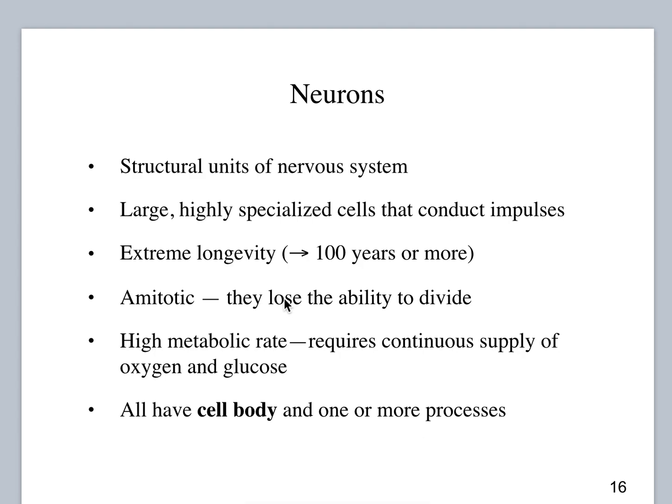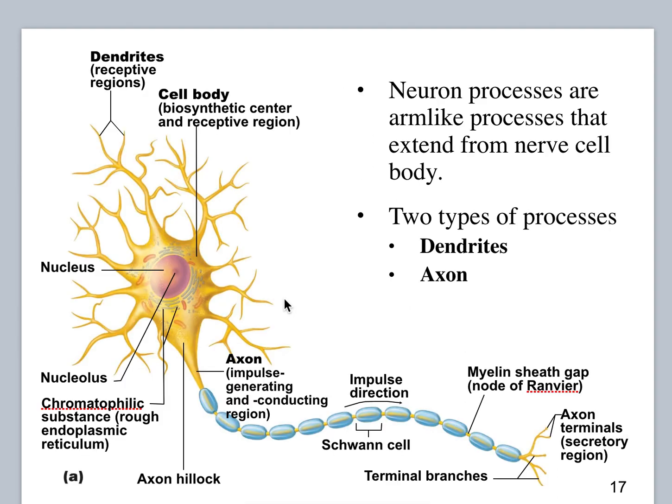They're amitotic. That means they don't undergo mitosis. They don't have the ability to divide. Once a neuron is made, it doesn't divide and have baby neurons. It stays until it dies. Neurons have a high metabolic rate. They require a lot of oxygen and a lot of glucose to function. They all have a cell body and one or more processes. The processes could be dendrites or axons. We'll discuss that in just a minute or two. Actually, we'll discuss it now.